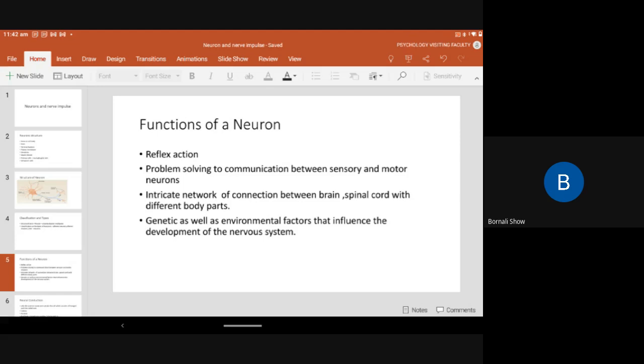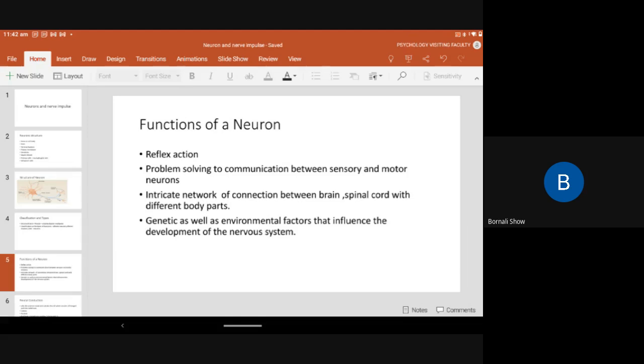For example, if we are able to see an object, it is possible because the receptors in the eye communicate this to the brain, that yes, there is a danger, or there is a fire in front of my hand. So there is a chance of burning, so I have to move my hand immediately. So these are reflex actions.